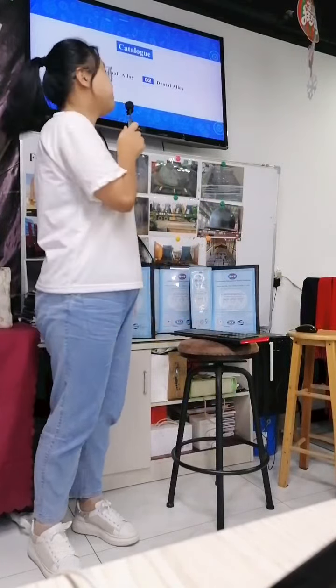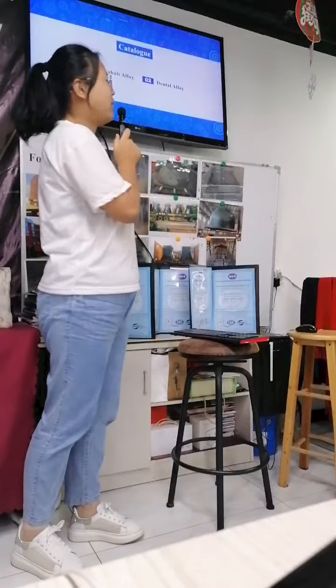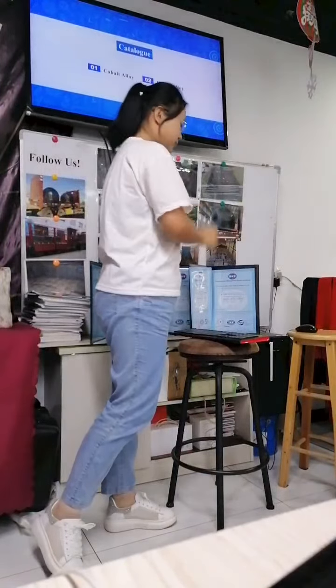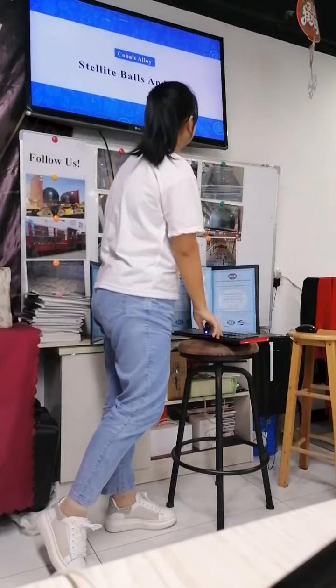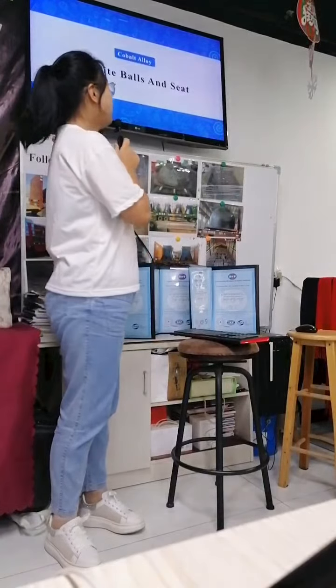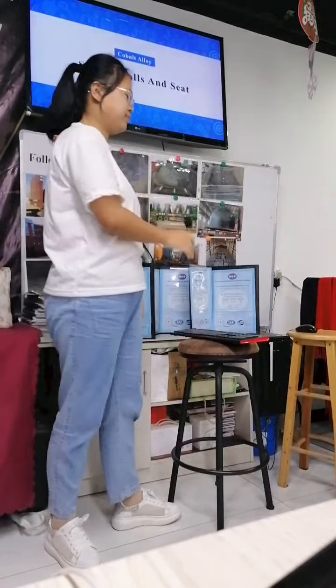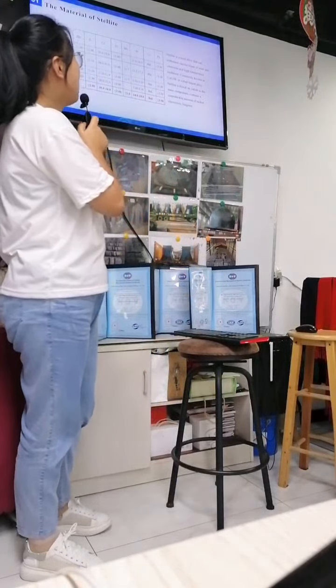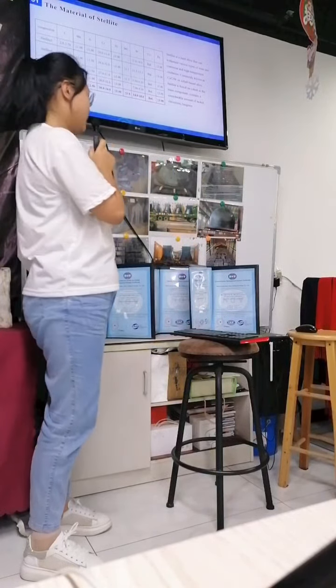For camera, part 1 is cobalt alloy, part 2 is dental alloy. For cobalt alloy, I will introduce C9 4 and 6. The first one is the material of C9.